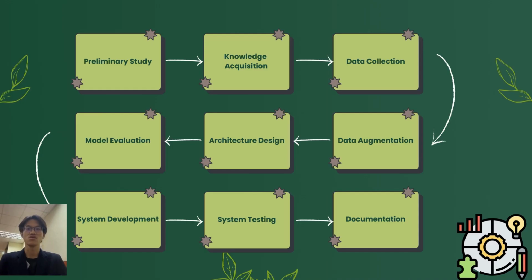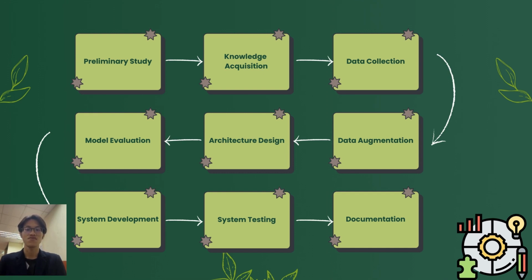This is the research methodology overview. It consists of 3 phases. The first phase includes preliminary study, which is to identify the problems and the background study. Next, knowledge acquisition, which is to review the articles and also the case study of the domain, techniques, and related works. And the last one for phase number 1 is data collection, which is to collect images of celery and coriander leaves for the datasets.